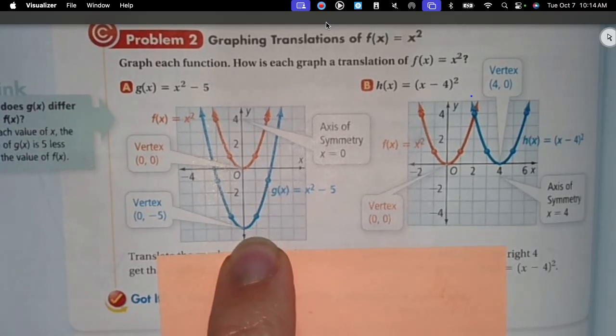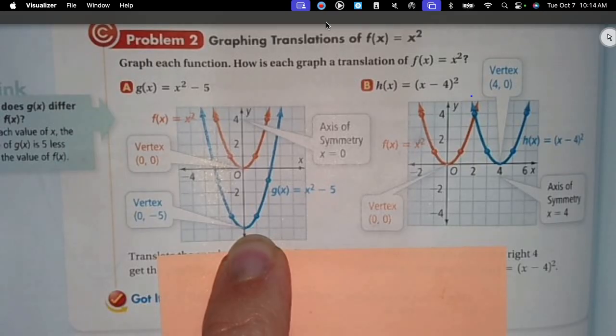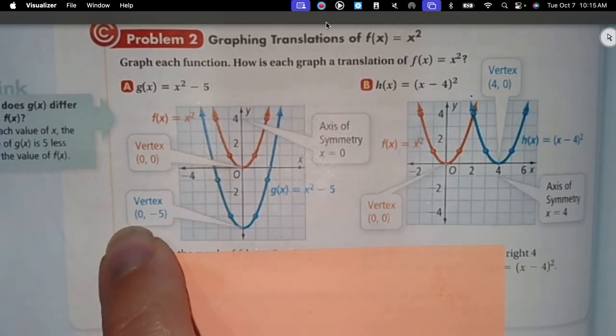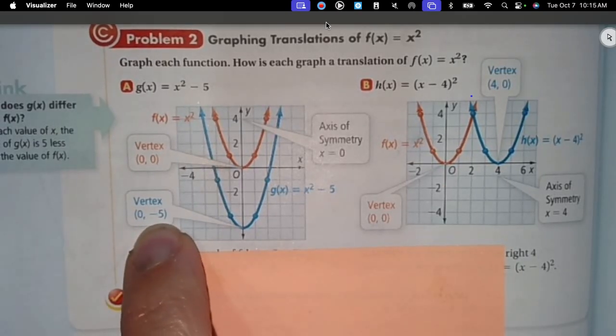Well, this one's moved down 5. So where is that at? 0, negative 5. All right, what is the axis of symmetry? That is your x value. What's my x value? 0. This one's just 0. My x value is 0.